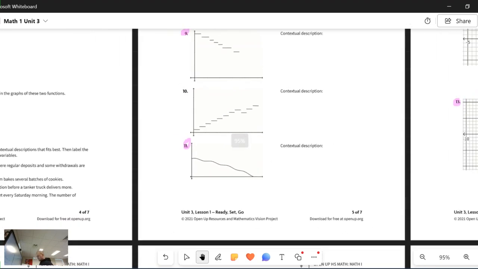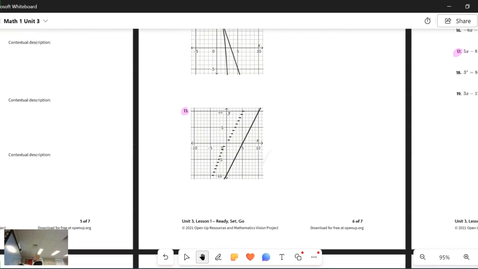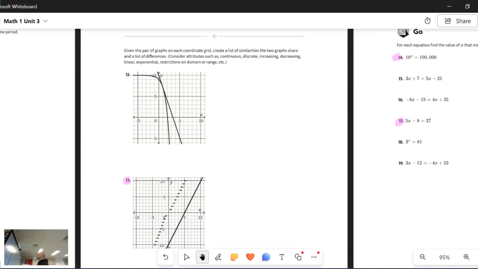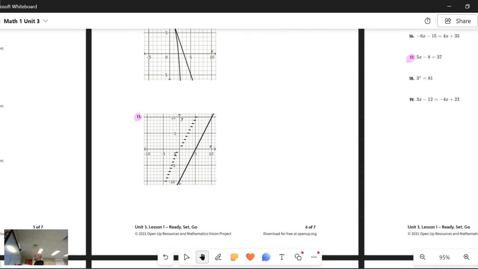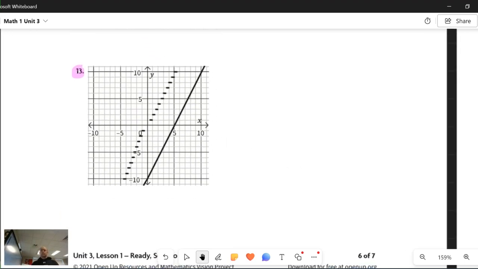Cool. All right. Moving on to the next piece here, we are looking at problem 13. We go over to 13 here. 13, there's a couple different things. Let's go through the instructions. Given the graphs on each coordinate grid, create a list of similarities the two graphs share and a list of differences. We're going to talk about those here for problem number 13. Once again, just going to talk you through it.